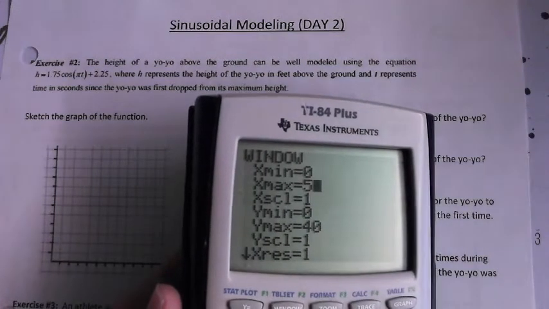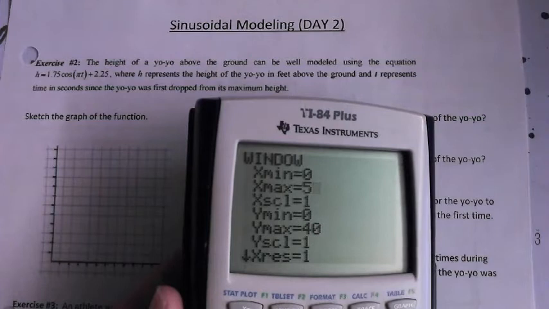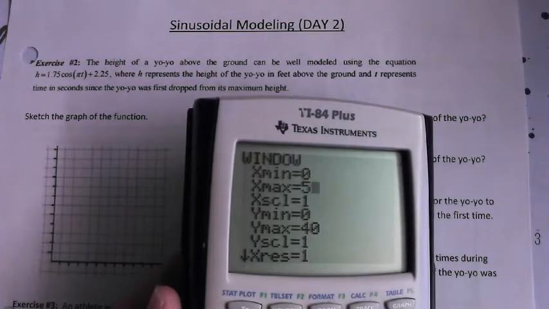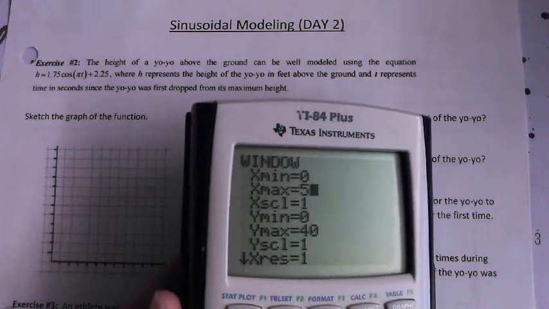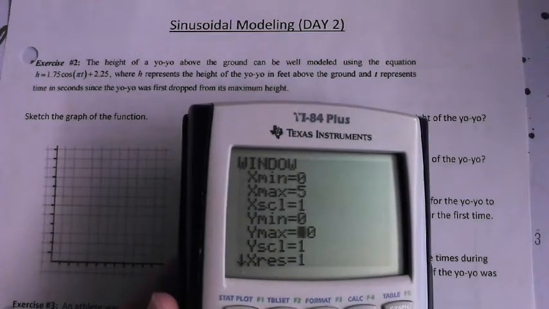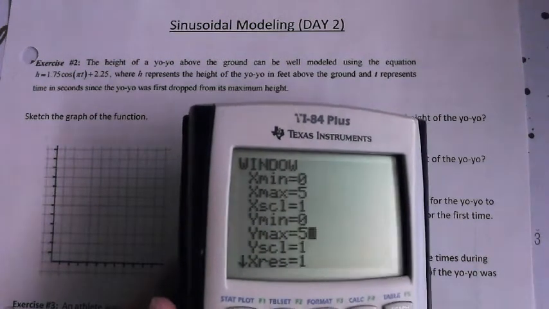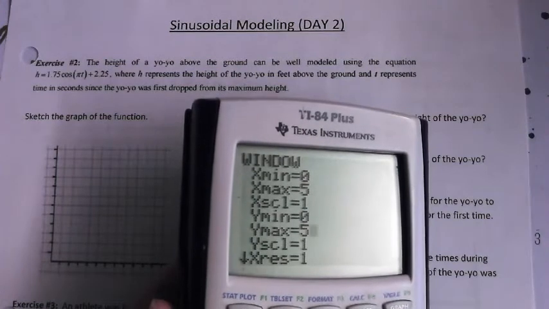Well, how far off the ground does the yo-yo really ever come? 20 feet? That's ridiculous, right? 5 feet? Maybe 5 feet, if you're doing the yo-yo up at your head level, which you probably aren't. So 0 to 5. We certainly don't need a negative height.